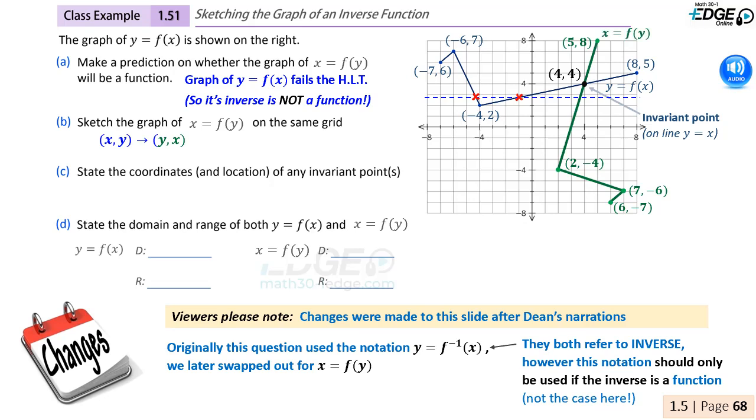In order to graph the inverse, we take each point and exchange its coordinates. For example, the point negative 7 and 6 becomes 6 and negative 7. The point negative 6 and 7 becomes 7 and negative 6, and so on.